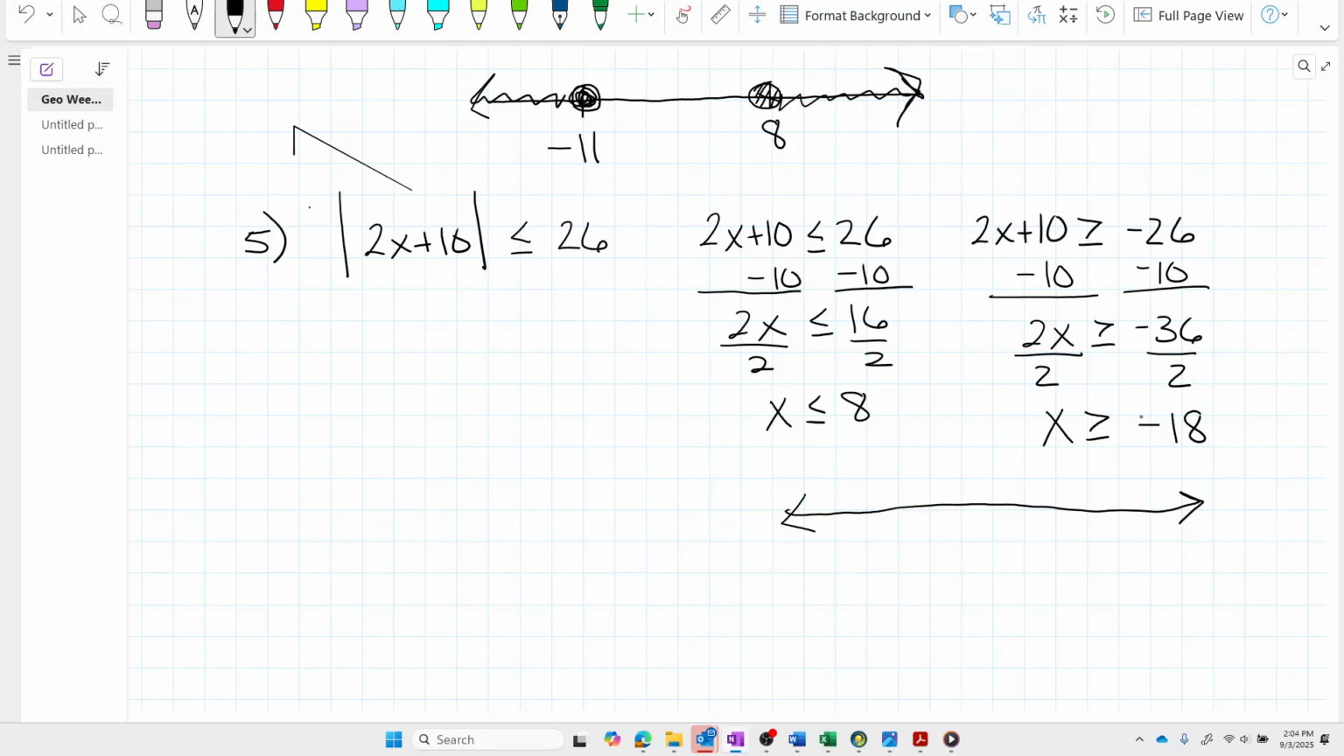On our number line, we got our negative 18 on it. We got our positive 8. We're going less than or equal to 8, so we're closed. Going here. On the negative 18, we're closed. And we're greater than or equal to negative 18, so we're going here. So this could also be written as negative 18 is less than or equal to x, which is less than or equal to 8.